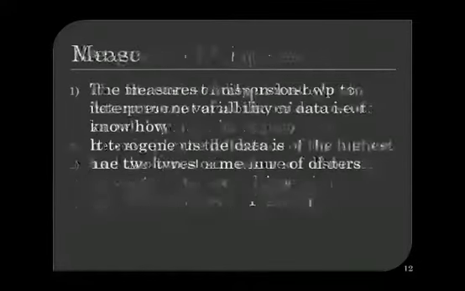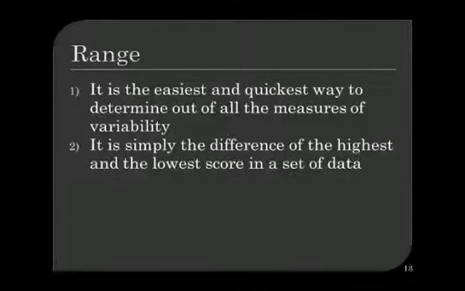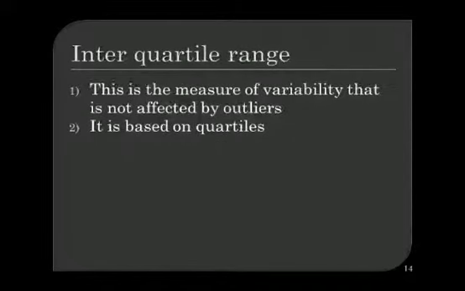Range. It is the easiest and quickest way to determine out of all the measures of variability. It is simply the difference of the highest and the lowest score in a set of data. Interquartile range. This is the measure of variability that is not affected by outliers. It is based on quartiles.